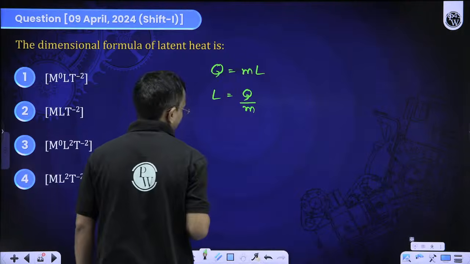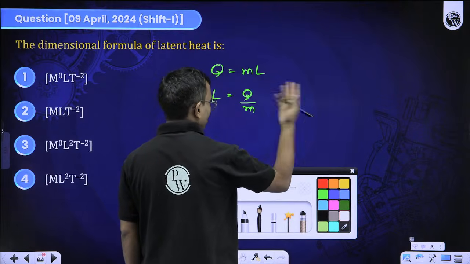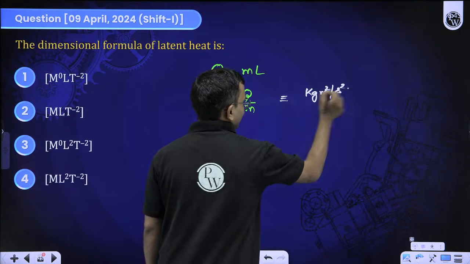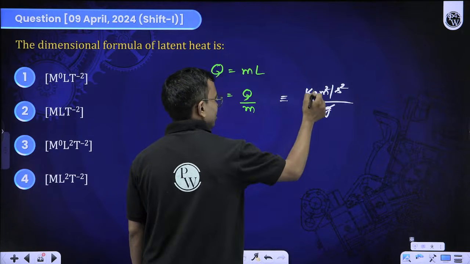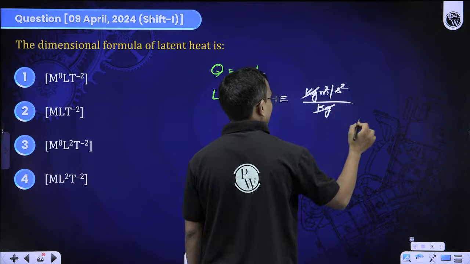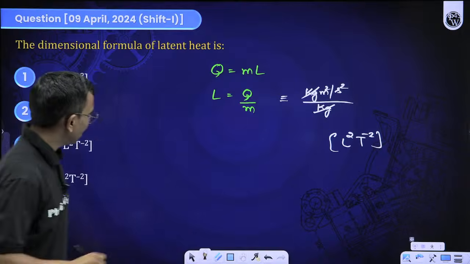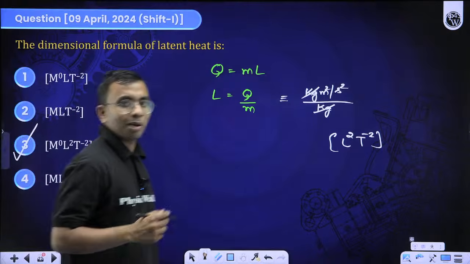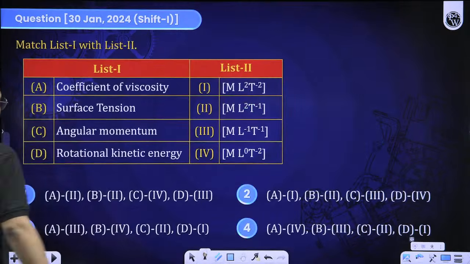So Q is energy. What is the unit of energy? Unit of energy is kg meter square per second square. We just did, isn't it? This is the unit of energy, divided by m, which is mass, so kg. So this and this are getting cancelled. So it is just meter square per second square. What will be the dimensions then? L2 T minus 2. M is 0. L2 T minus 2. Third is coming. Yeah, the answer is the third option.